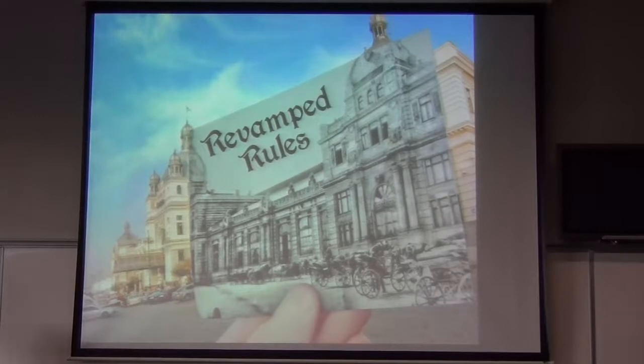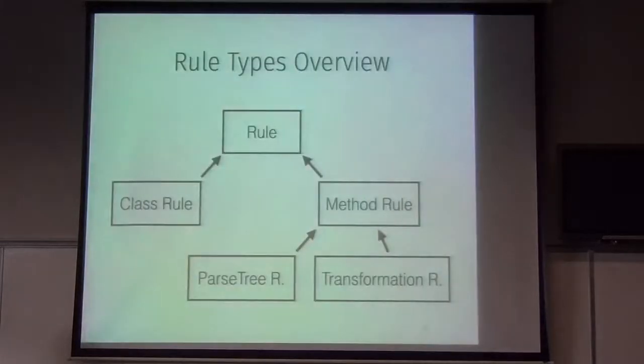To give you some overview about how rules work, this is the hierarchy which is there. So you have a rule, and then you have rules that take classes and check them, and then you have rules that take methods and check them, and then there are some special rules which use parse trees and which are transformation rules. Transformation rules are really nice.